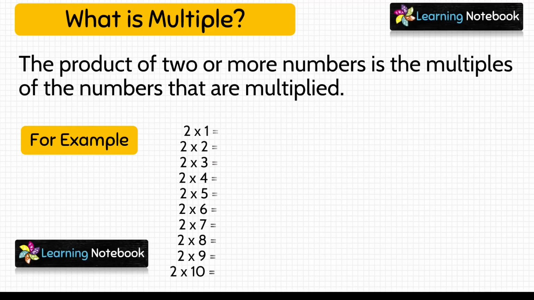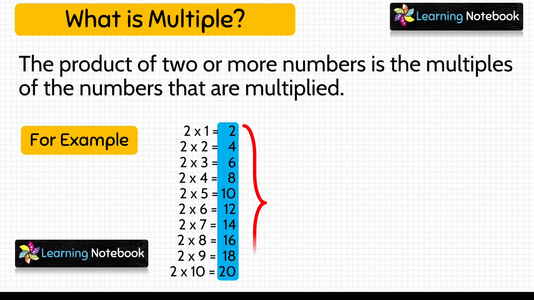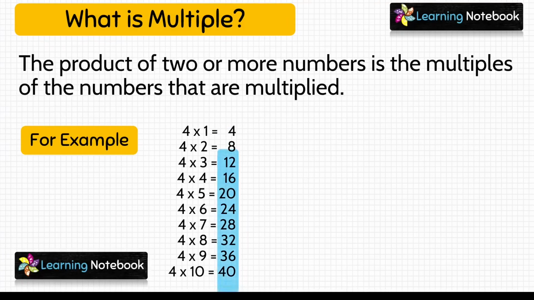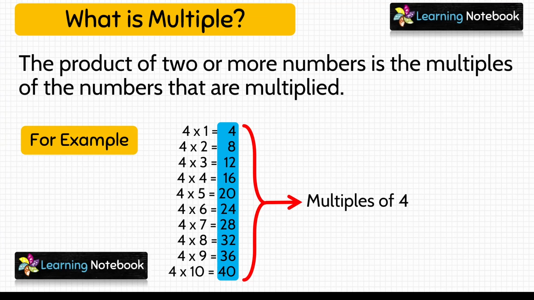Students, let's consider the table of 2. Here, 2, 4, 6, 8, 10 and so on. All these are multiples of 2. Similarly, in the table of 4, 4, 8, 12, 16, 20 and so on. All these are multiples of 4.